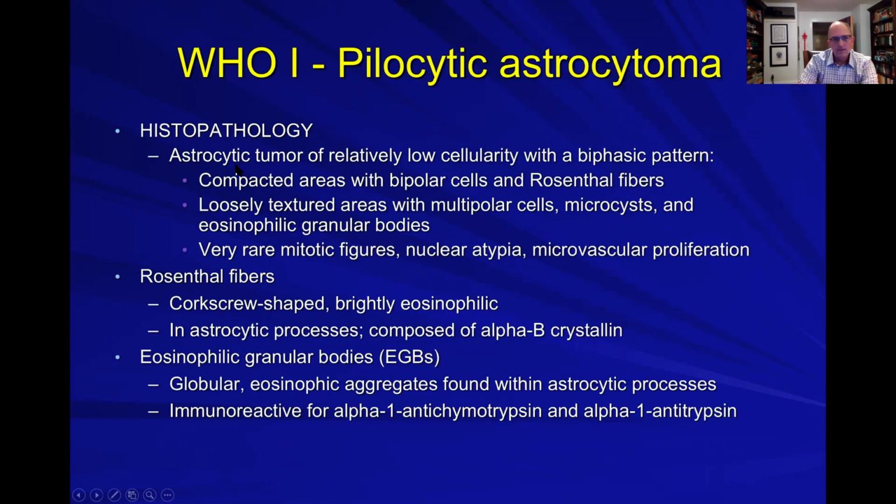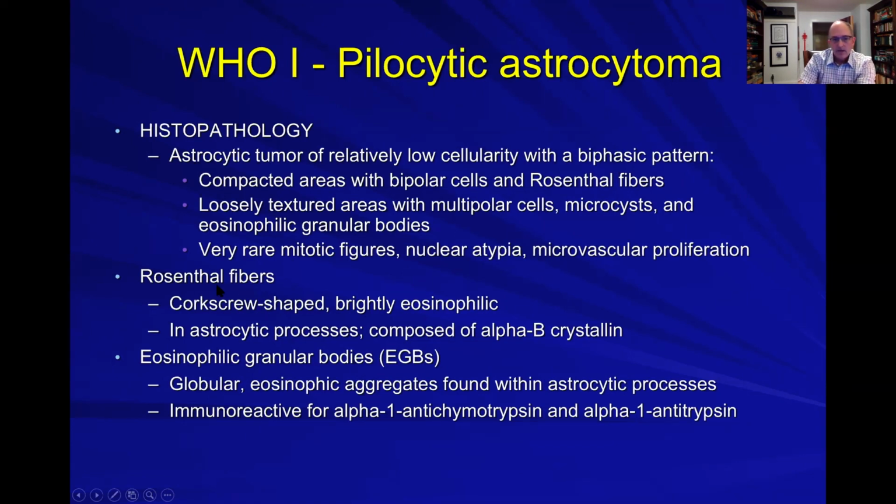Histopathologically, what do they look like? So this astrocytic tumor is relatively low cellularity. It has a unique biphasic pattern. There's a compacted area of bipolar cells and Rosenthal fibers, and then there's another pattern of loosely textured areas with multipolar cells, cysts, and eosinophilic granular bodies. Very rare to see things like mitoses, atypia, microvascular proliferation.